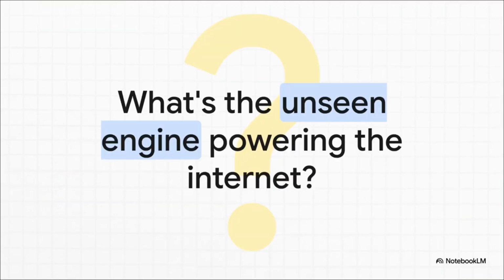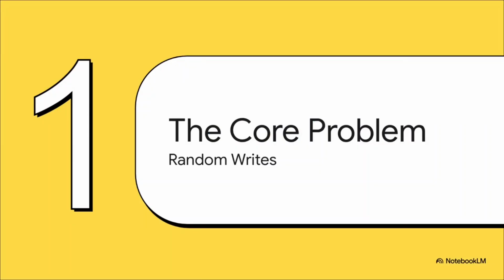So let's just ask it straight up. What is this invisible engine that makes so much of our digital world even possible? To really get why it's so brilliant, we first have to understand the problem it was built to solve. And that problem was actually created by the runaway success of the engine that came before it. And that brings us right to the heart of the matter, the tyranny of random writes.